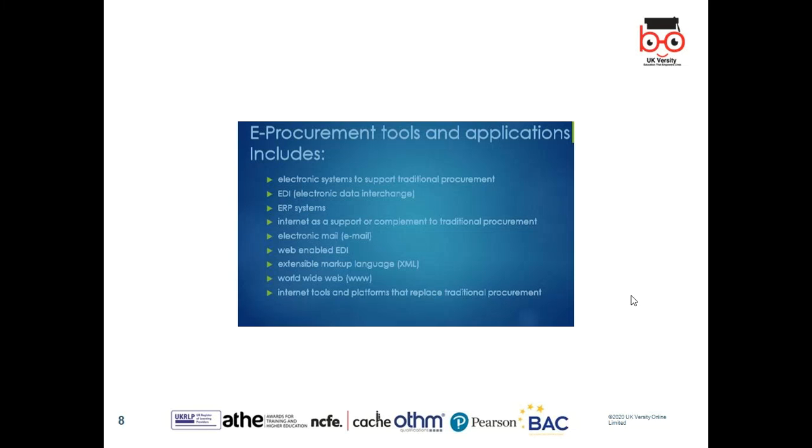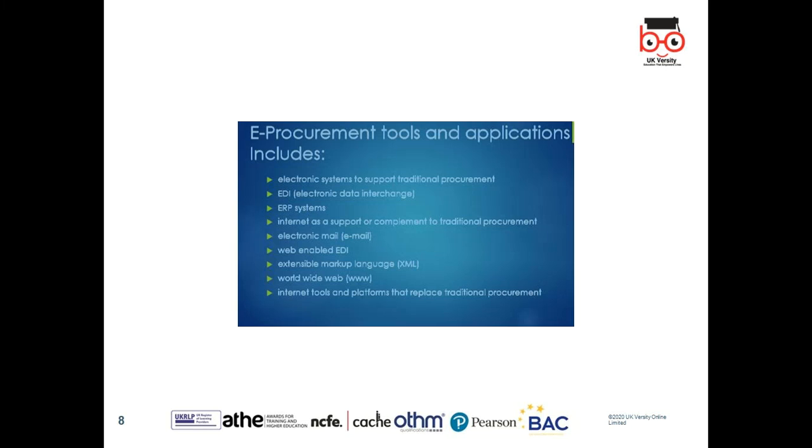Then we have e-procurement tools and applications, which include electronic systems to support traditional procurement. EDI, what is EDI? It is called electronic data interchange. We can exchange data electronically, see how much the demand is, and see the trend. Basically, we can also see ERP, the Enterprise Resource Planning system.